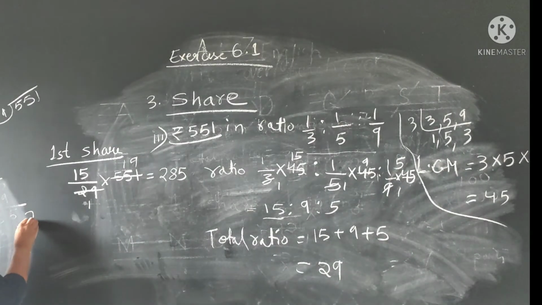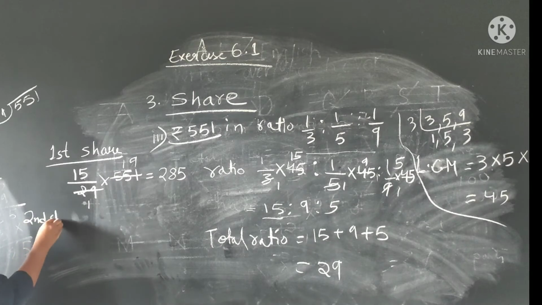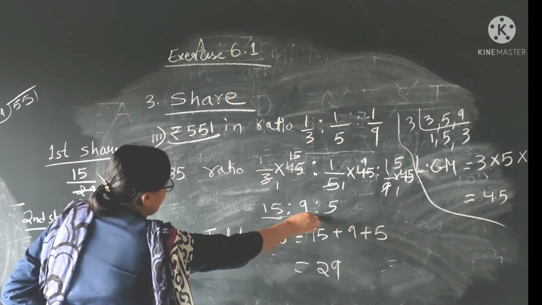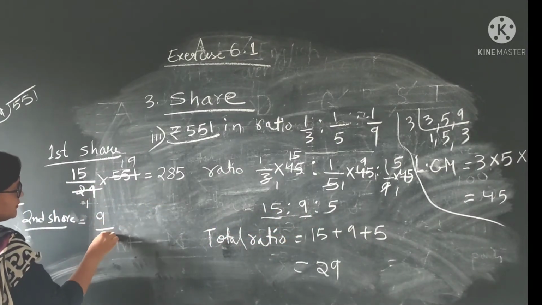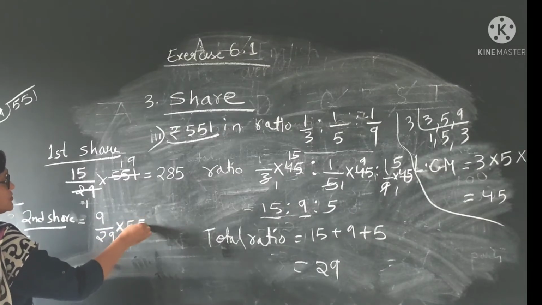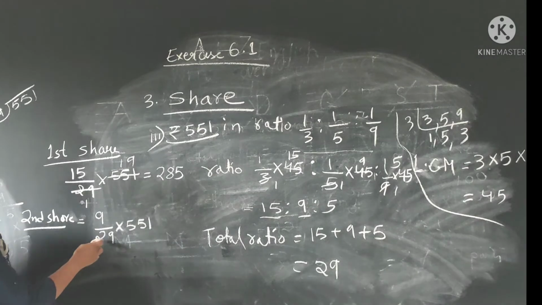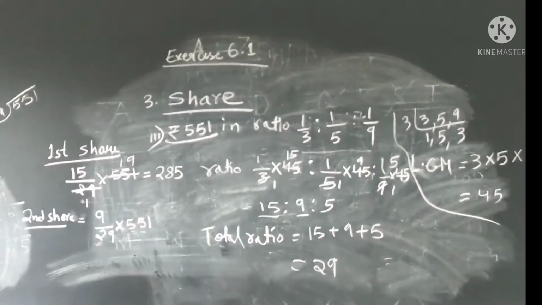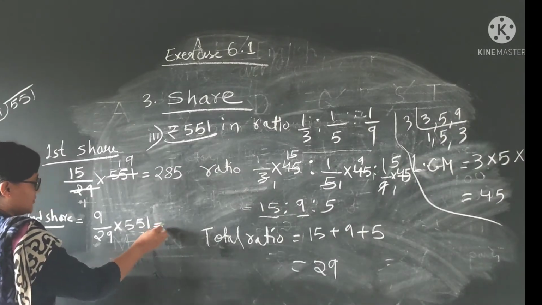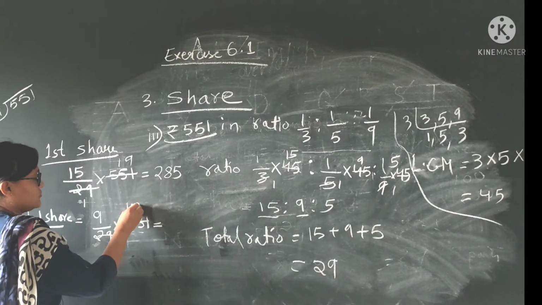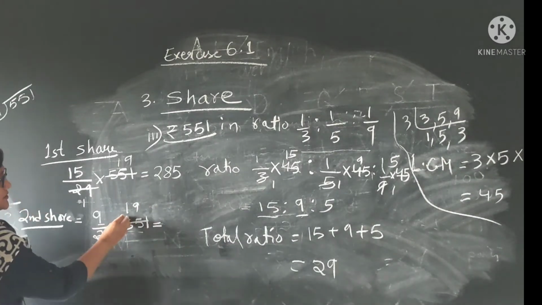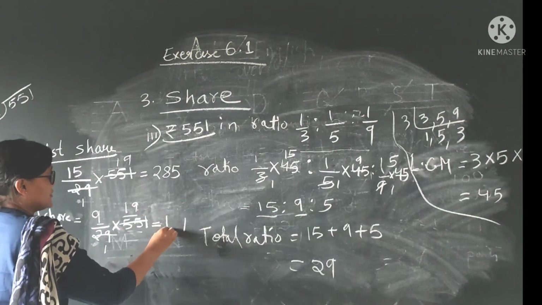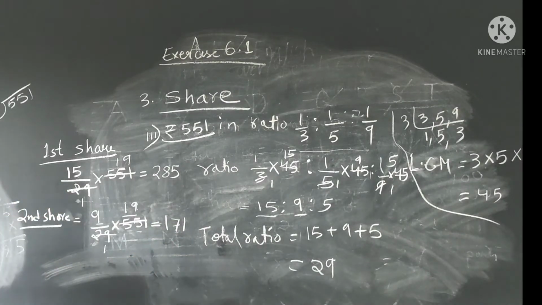Now let's check even the second share. Clear? So second share, let's see again how much it is going to be. Second share has 9 as the ratio out of 29, into 551. Now whenever you are dividing it, the denominator and the numerator, you can multiply with the same number because it will be the same calculation. Clear? So if you calculate here, 29 ones are 29, and 29 into 19. So if you multiply 9 and 19, let's calculate. 9 nines are 81, 9 ones are 9 plus 8 is 17. So the second share is going to be 171.